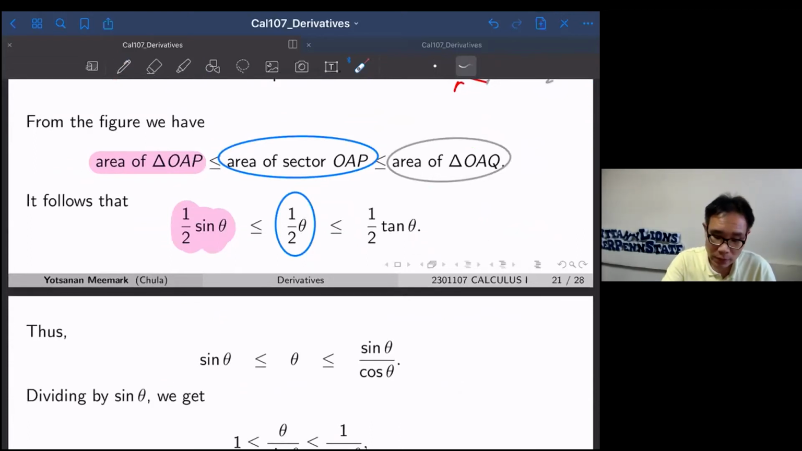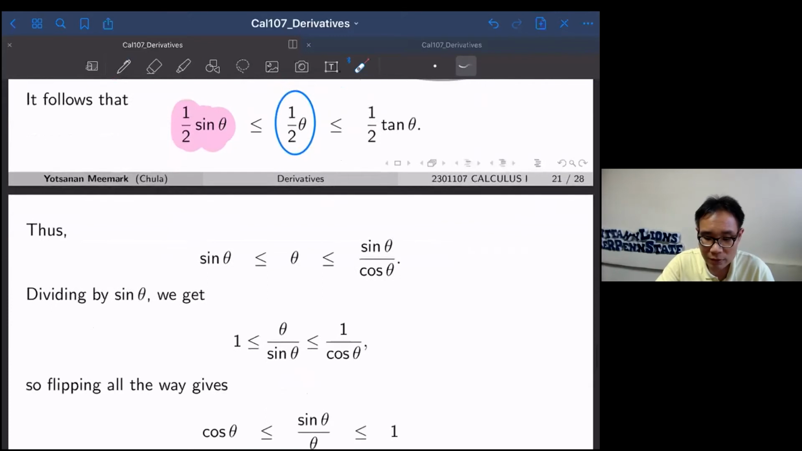So we can get rid of 1/2 from this equation. So you would obtain sine theta less than or equal to theta less than or equal to tan theta, and tan theta is sine over cosine. So you divide both sides by sine theta, and you get 1 less than or equal to theta over sine theta less than or equal to 1 over cos theta.